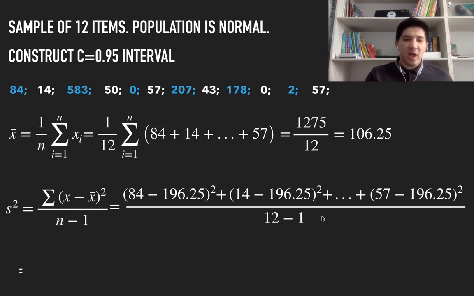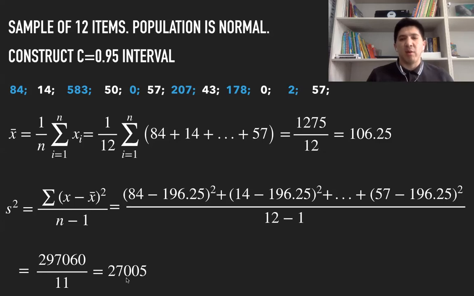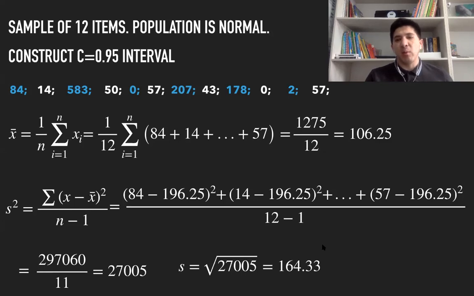So if we do the calculations, we are going to get here the number 297,000 over 11. It's going to be 27,005. So this is the variance. In order to find the standard deviation, we need to take the square root of this, and the standard deviation for the sample is going to be 164. Please note that whenever we find the standard deviation of the sample, we have to divide by n minus 1, not by n.